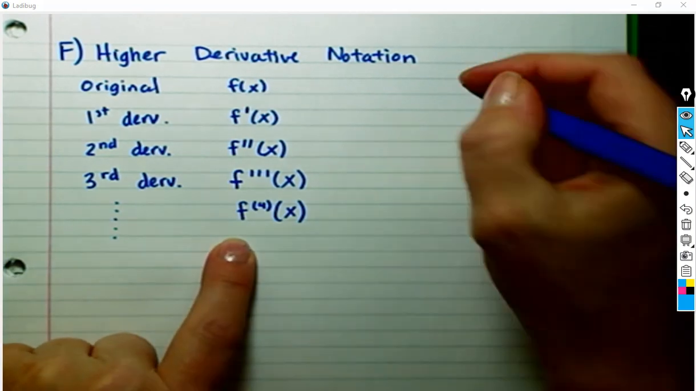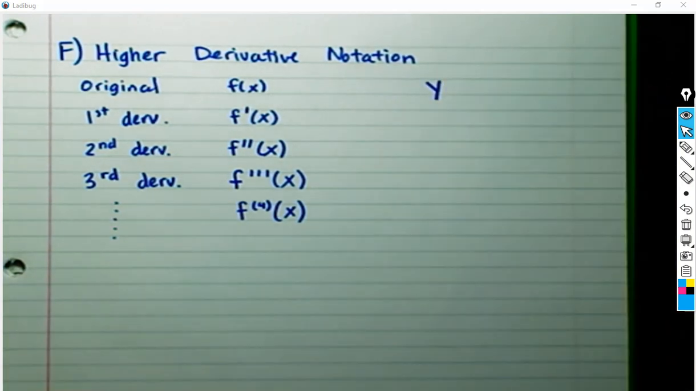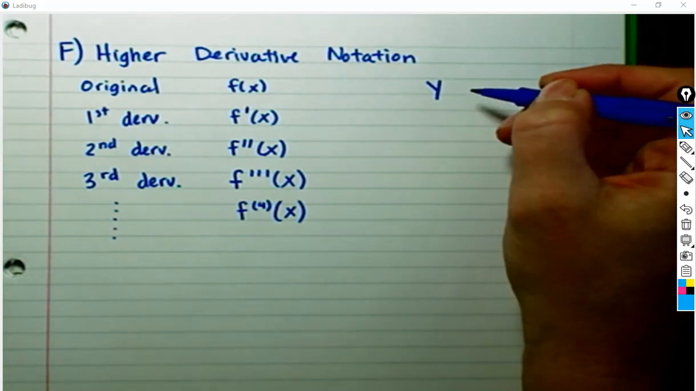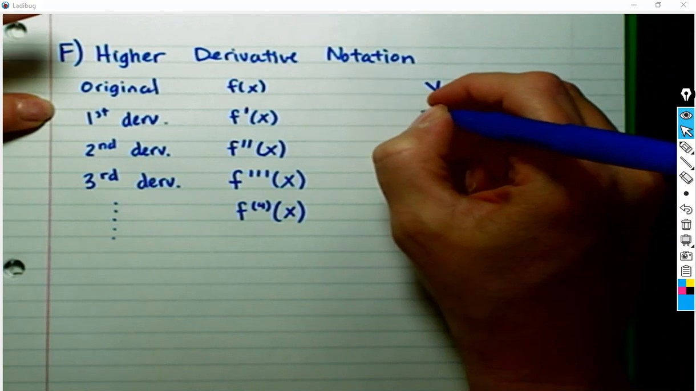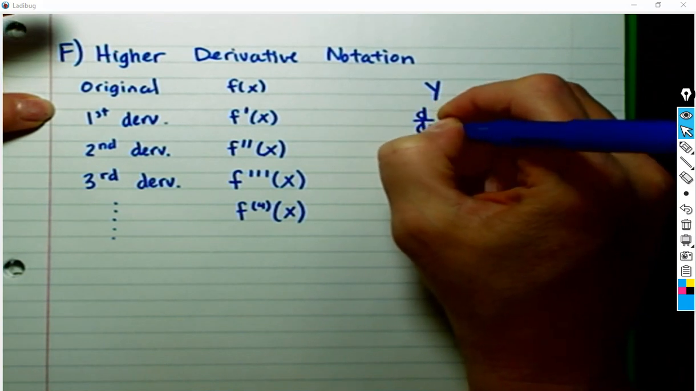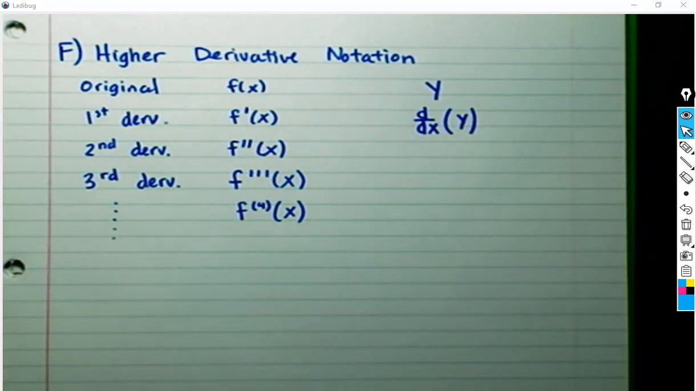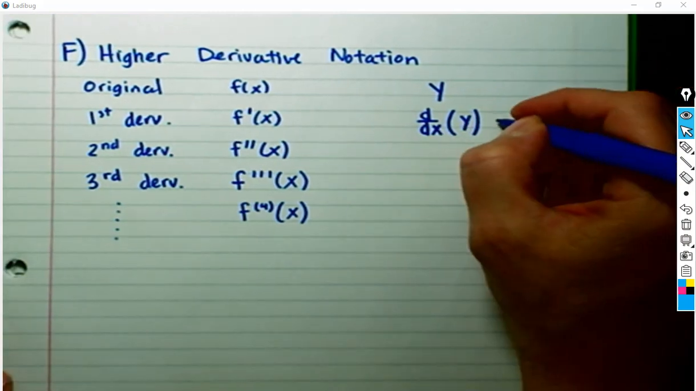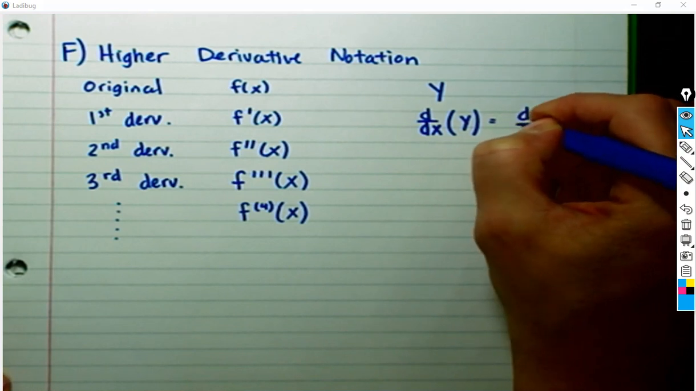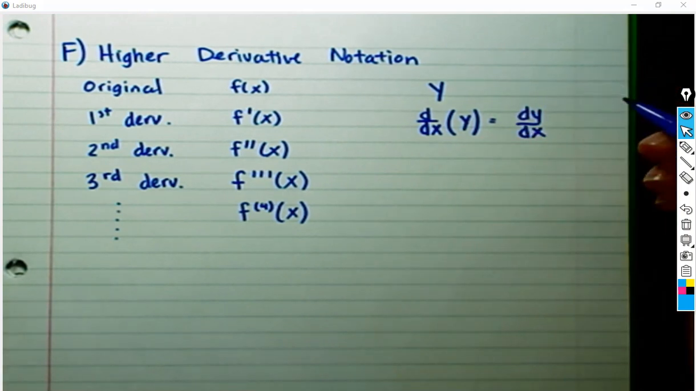Okay, so we have 2 notations. We have the function notation and we have the y notation. So if you're just given y equals, the first derivative is d dx of y. It means find the derivative of y. Well, that is dy dx. You're like, okay, that makes sense. dy dx is slope. First derivative is slope.